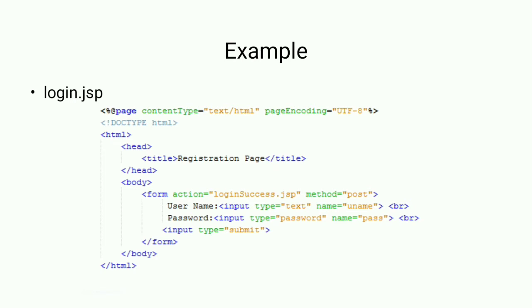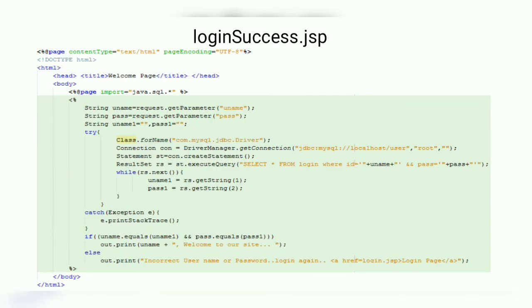Now let us see what we are doing at the login success page. Moving to the login success page, here we can see that first we have started with the HTML tag, then head, title and body. Now let us see what we have written in the body tag. First we are importing java.sql. Here @page is the page directive, which we have seen in the directive tag of scripting elements of JSP, which we have used here for importing one package.